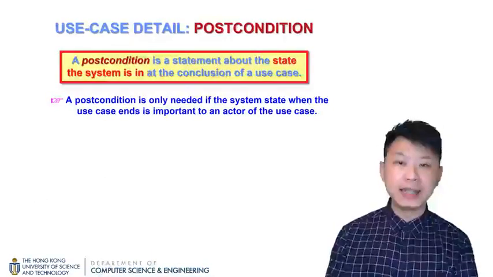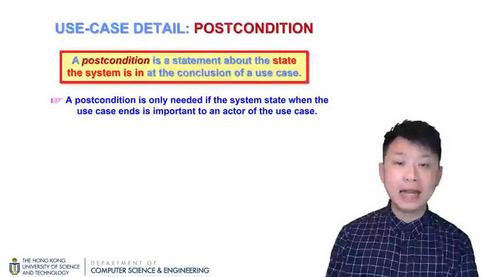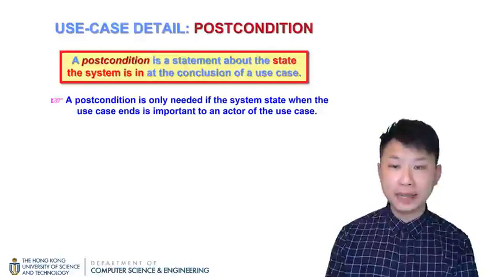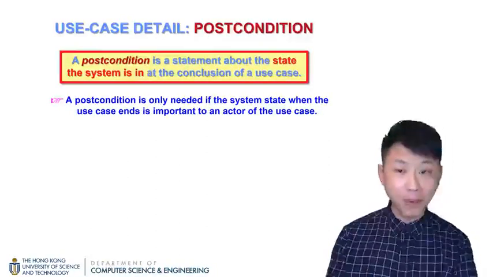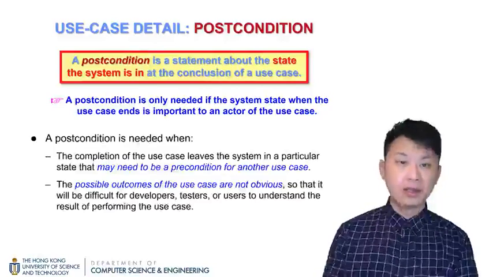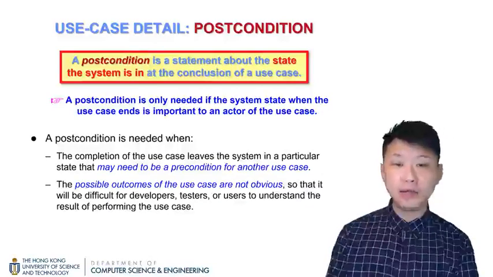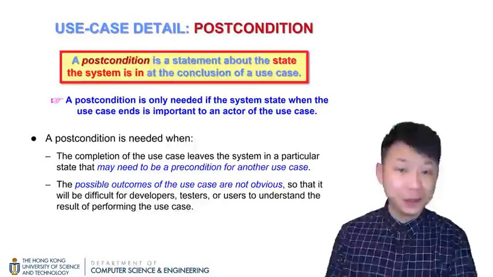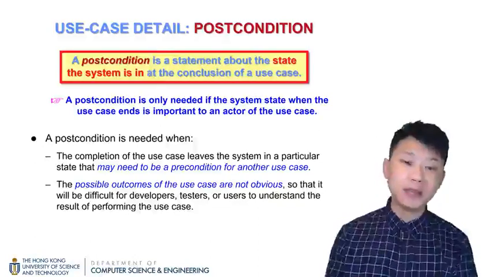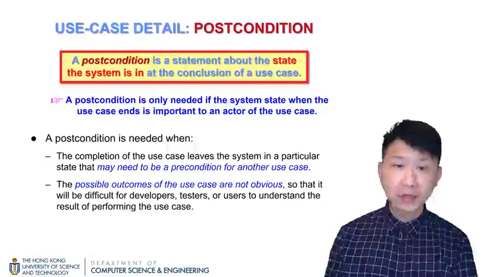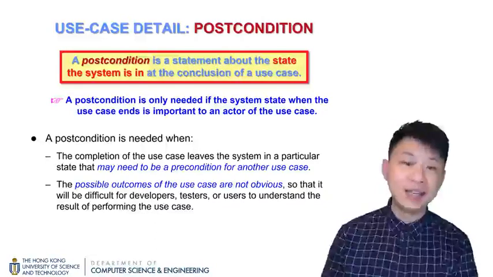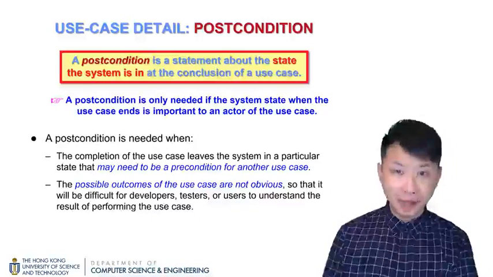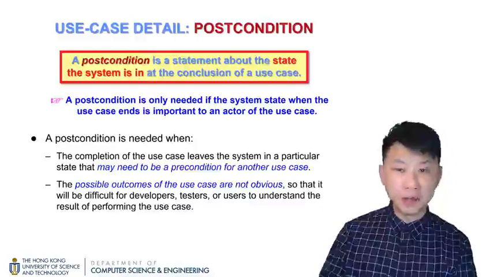And a post condition is a statement about the state that the system is in at the conclusion of a use case. A post condition is only needed if the system state when the use case ends is important to an actor of the use case. So a post condition is needed when the completion of the use case leaves the system in a particular state that may need to be a precondition for another use case. And also when the possible outcomes of the use case are not obvious. So you want the other stakeholders to understand what conditions have been achieved as the outcomes of the use case. Then we have to specify a post condition.